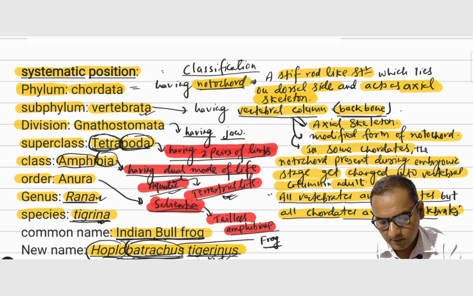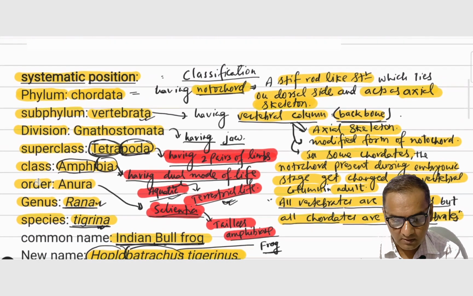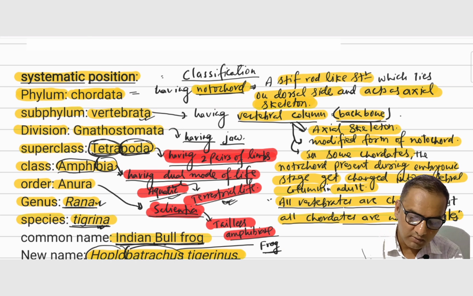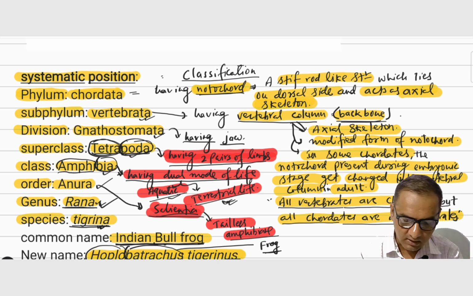Now, this is about the classification or the systematic position of the frog. The phylum is Chordata, subphylum is Vertebrata, division is Gnathostomata, superclass is Tetrapoda, class is Amphibia, order is Anura, genus is Rana, species name is Tigrina, common name is Indian bullfrog, and its new name is Hoplobatrachus tigerinus.